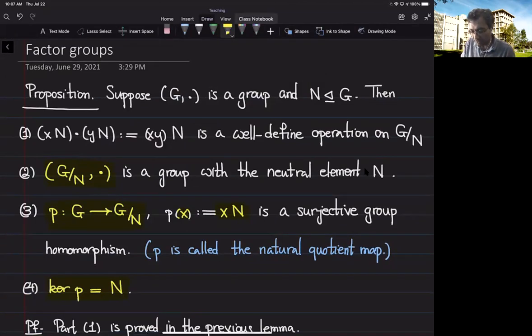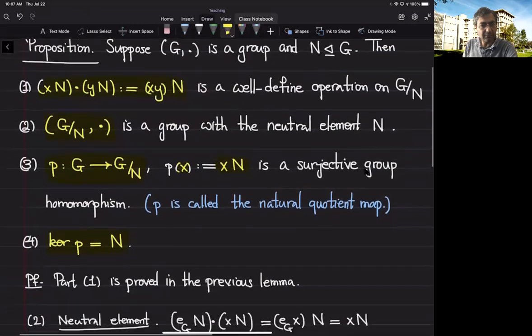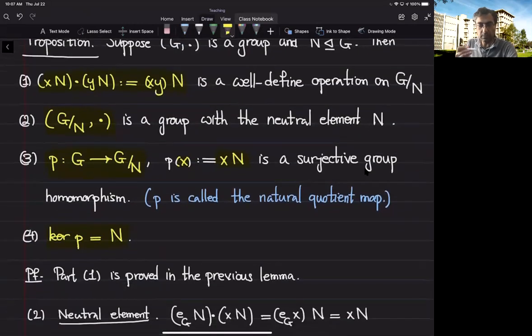Of course, without part one, we cannot even talk about a group, because for a group we do need an operation. Let's go to the proof. Similar to the case of the group of integers modulo n, the hard part is actually to show that the operation is well defined.